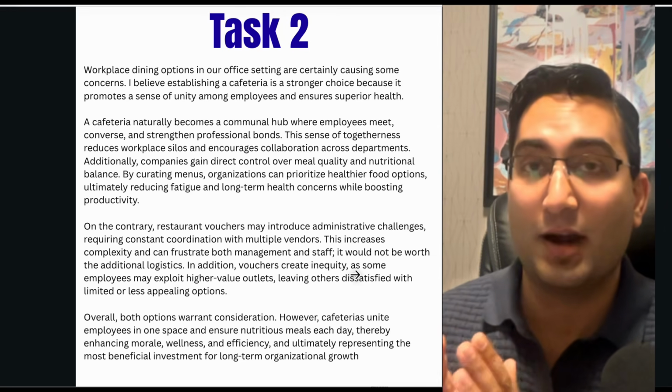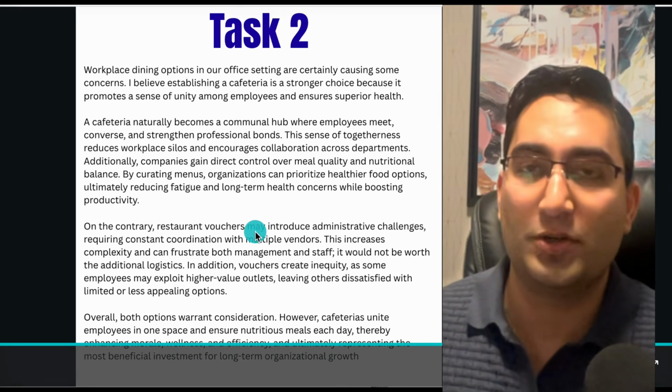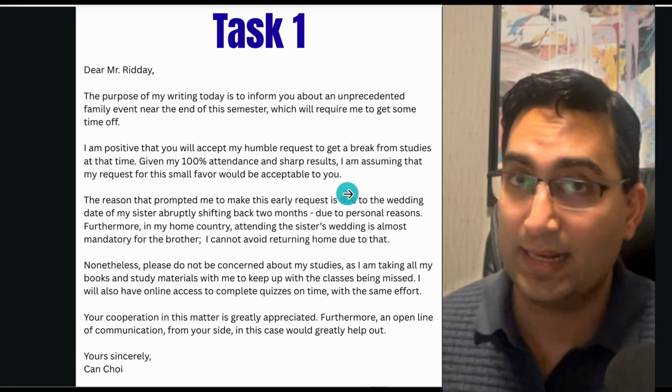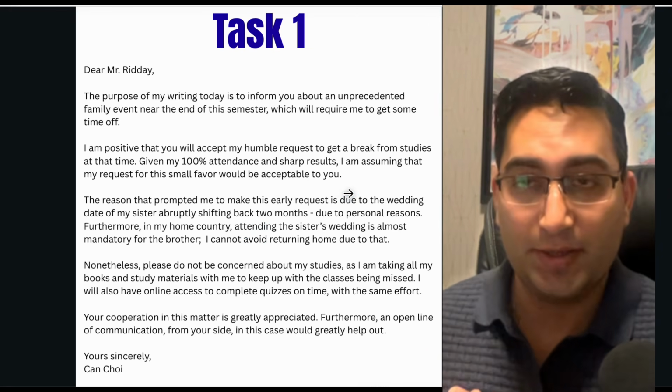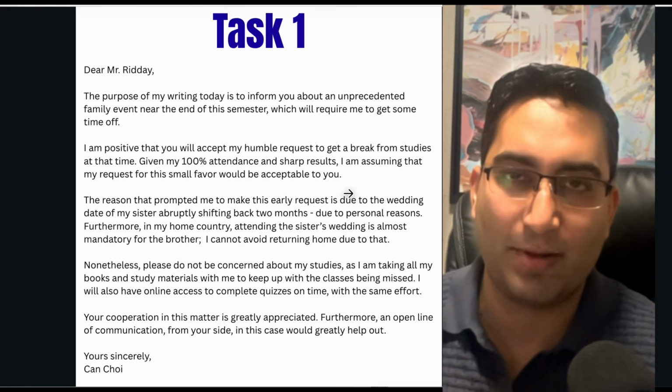And you will see our formula being applied. General sentence, opinion sentence, 2 points, 2 points. In task 1, you would notice each body has 2 sentences. When you bring it all together, you write sample answers like these, and they give you tremendous amounts of marks.